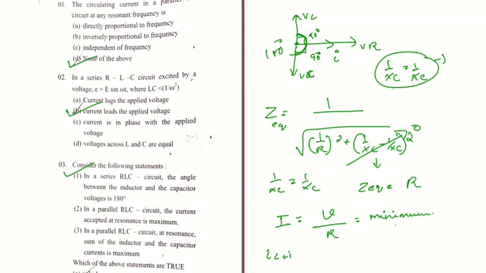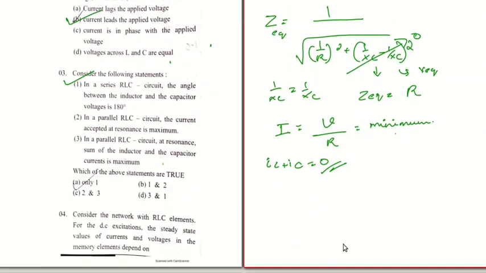What happens at resonance is 1 by XC is equal to 1 by XL. When that happens, the total Y equivalent representing the capacitor and the inductor is gone. That means there is no effect of the capacitor and inductor in the circuit, there is only the resistive element. So the total current across the capacitor and the inductor will be equal to 0. That means it won't be maximum at resonance, it will be equal to 0.